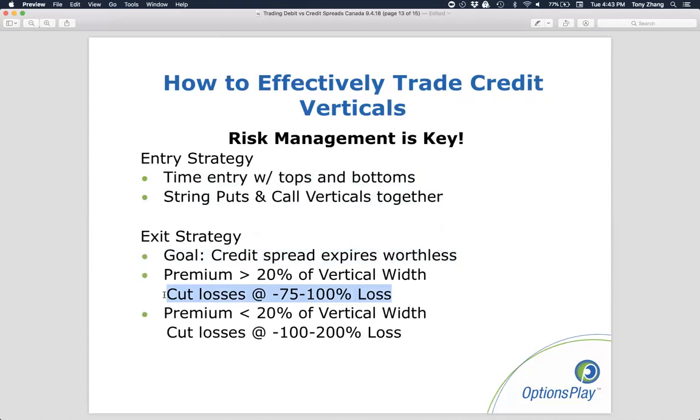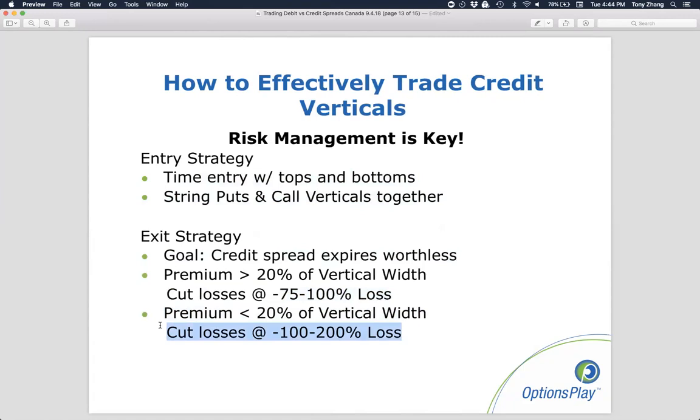However, if you've received less than 20% of the vertical width, so let's say you're trading a $10 wide vertical or credit spread and you've collected only $1, so less than 20% of that vertical width, then you want to give yourself a little bit more room. You want to cut your losses when you've lost anywhere from 100 to 200% of the credit that you've received. So this is really where, depending on what type of vertical spreads you trade, whether a high probability credit spread or a lower probability credit spread, there are different rules on how to manage them.